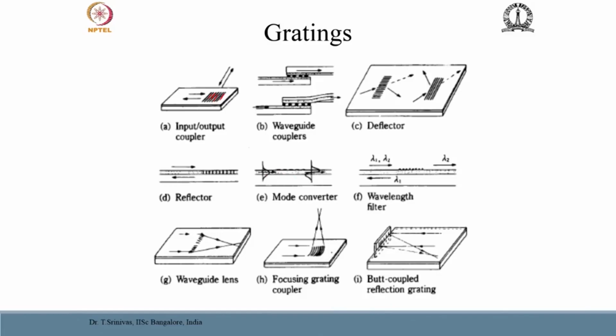Typically a grating is formed on the waveguide and light is passed through that and the mode could be converted. Another application is a wavelength filter. When you have several wavelengths coming in, the grating can choose a given wavelength, like lambda 2 shown here, and all other wavelengths are rejected. It can be the opposite also, where all the wavelengths are passed through the grating except the one which matches the grating pitch. So, you can have wavelength filters based on gratings.